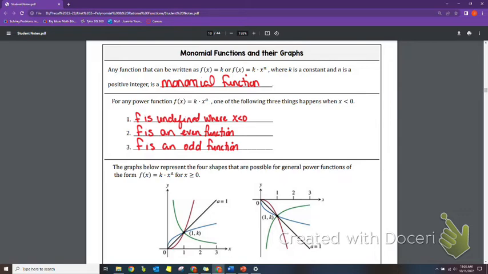And so the graphs below represent the 4 shapes that are possible for general power functions of the form f of x equals k times x to the a for when x is greater than or equal to 0. And so we can look at these different ones. I'm looking at the green one here, and we know here that it's getting smaller, therefore our exponent is going to be negative. So we could say this equation could be y equals 2x to the negative 3.